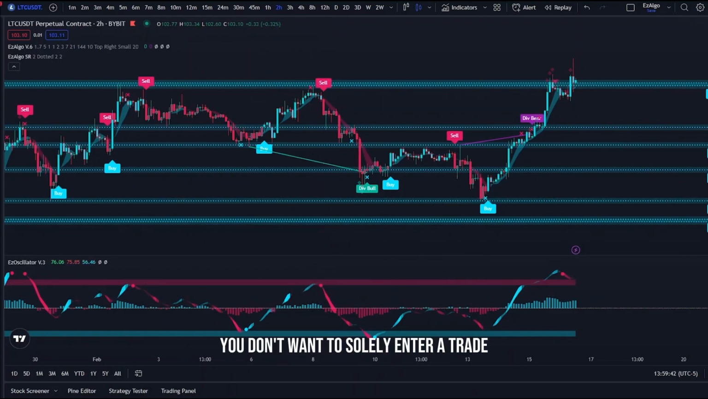You don't want to solely enter a trade based on the wave trend flip, but if you see other Easy Algo confluences in place, such as price at a support or resistance level, volume increasing or decreasing, and the oscillator being in an out of bounds zone, then you can surely enter on the wave trend flip, no problem. So that's the first way you can use the oscillator.